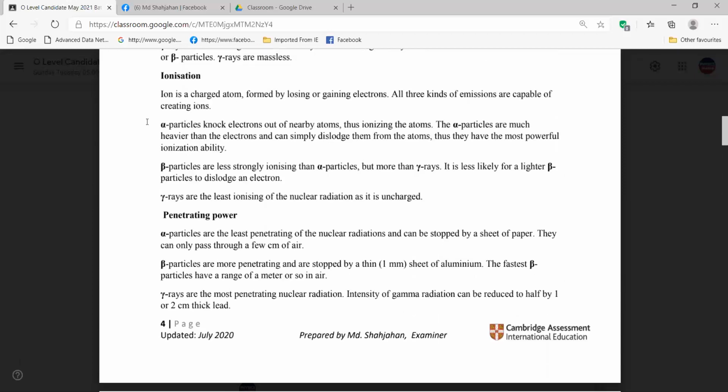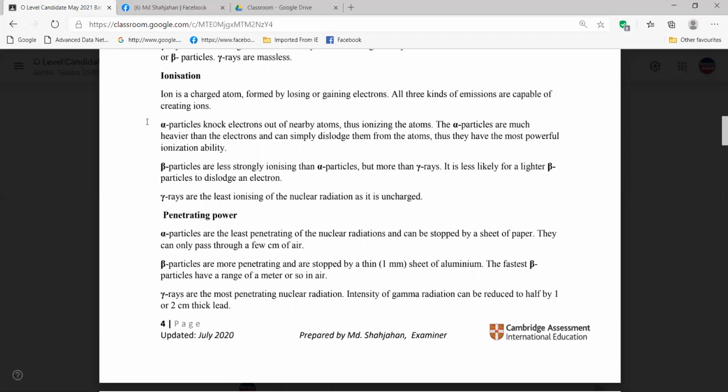Penetrating power. Alpha particles are the least penetrating of the nuclear radiations and can be stopped by a sheet of paper. They can only pass through 2 centimeters of air. Beta particles are more penetrating and are stopped by a thin 1 millimeter sheet of aluminum. The fastest beta particles have a range of a meter or so in air.